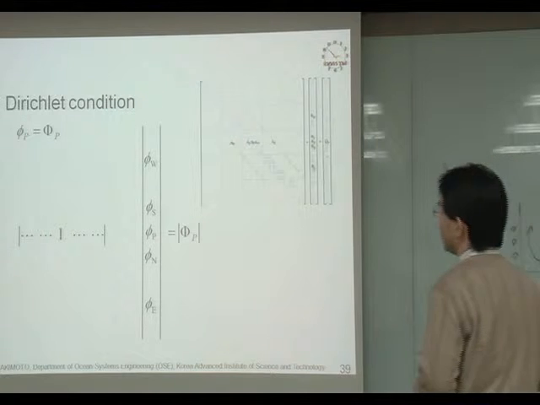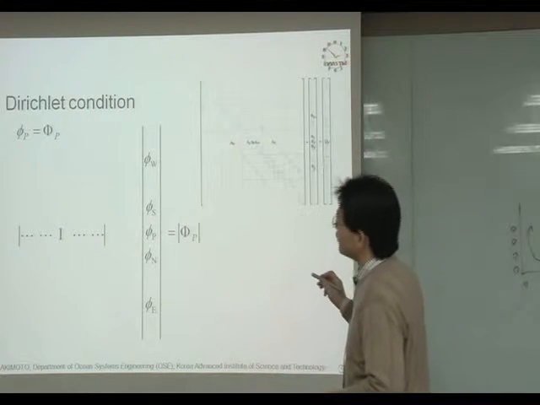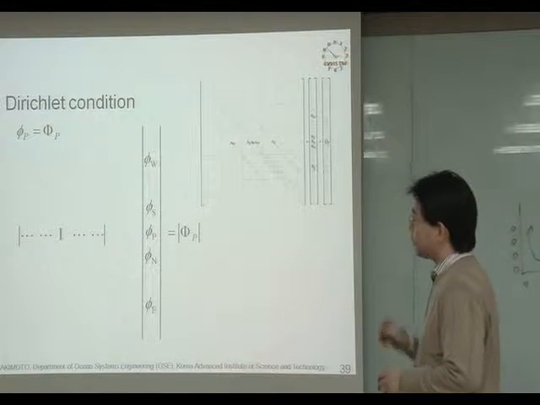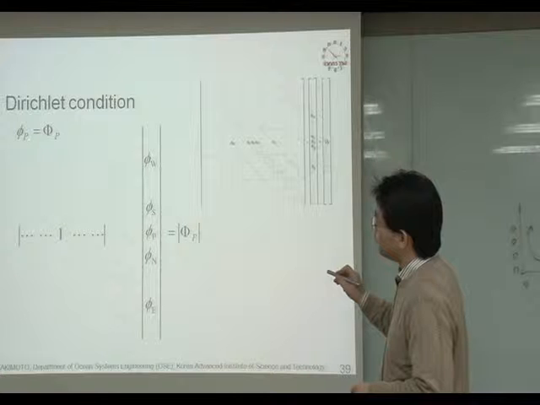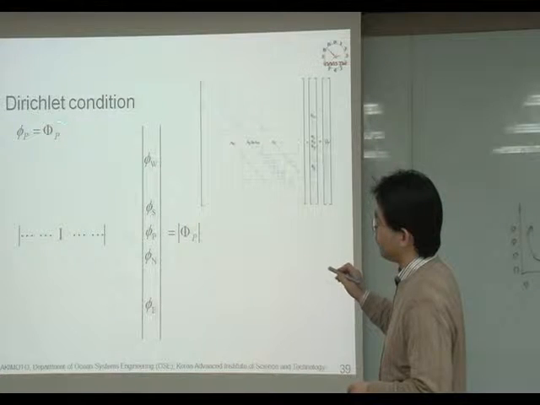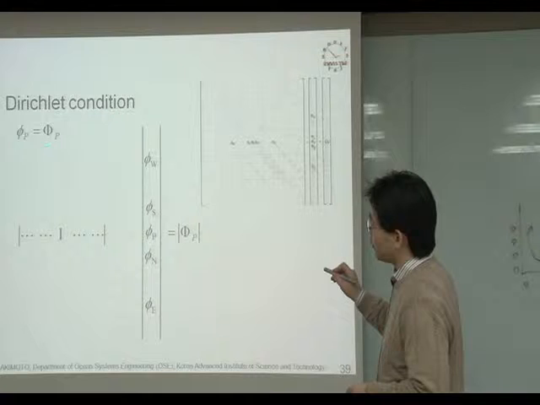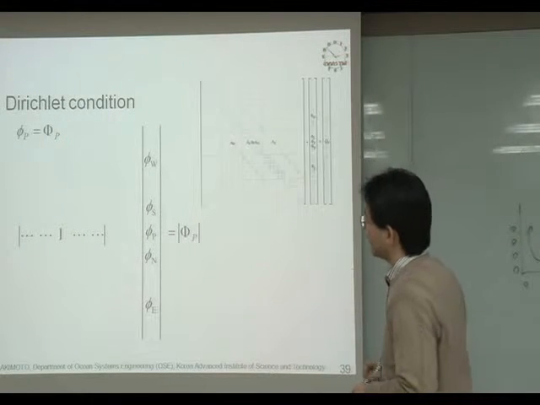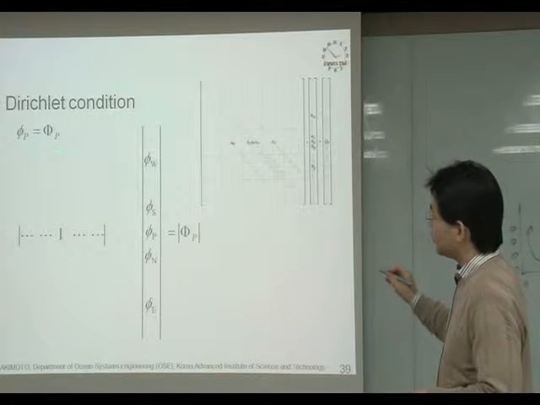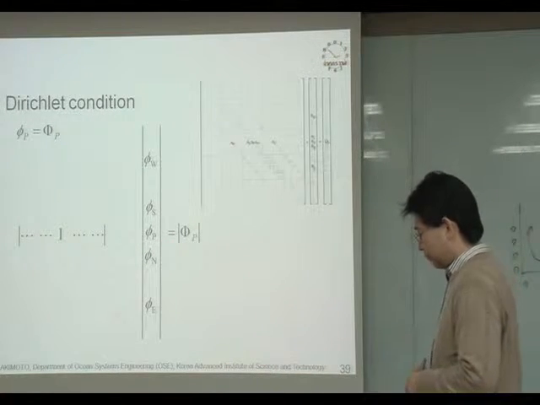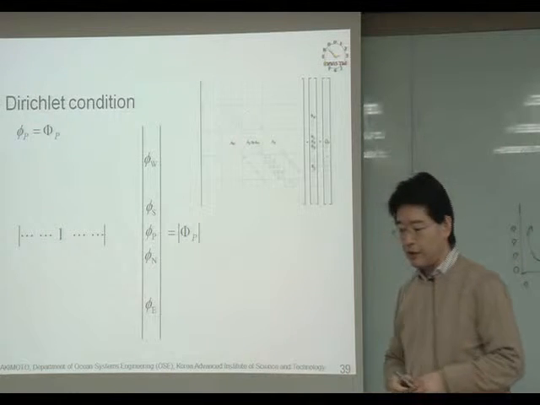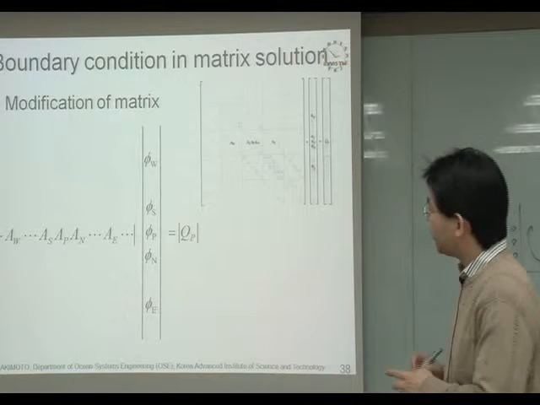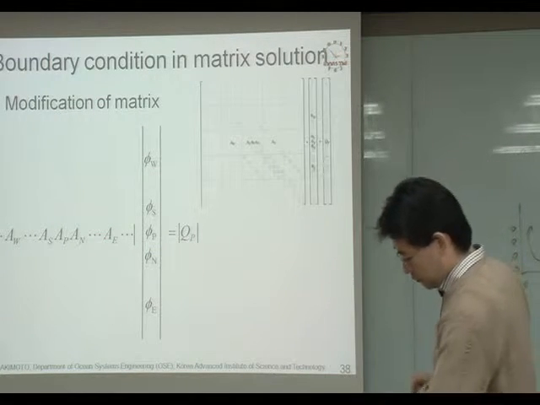If it is a Dirichlet condition, an example of the Dirichlet condition is like this. Phi p is defined as having a specified value of capital phi p. So the condition is like this. So you have to change the condition of phi p from the original one. The original one is like this, to this one.